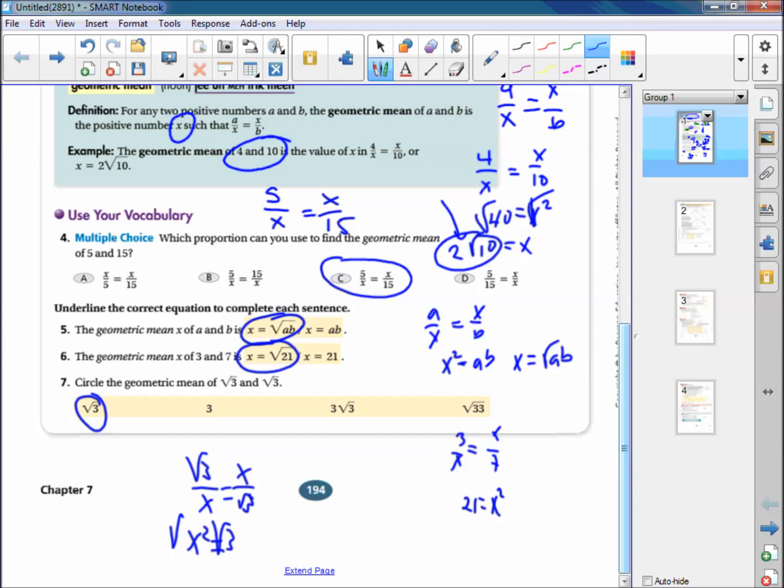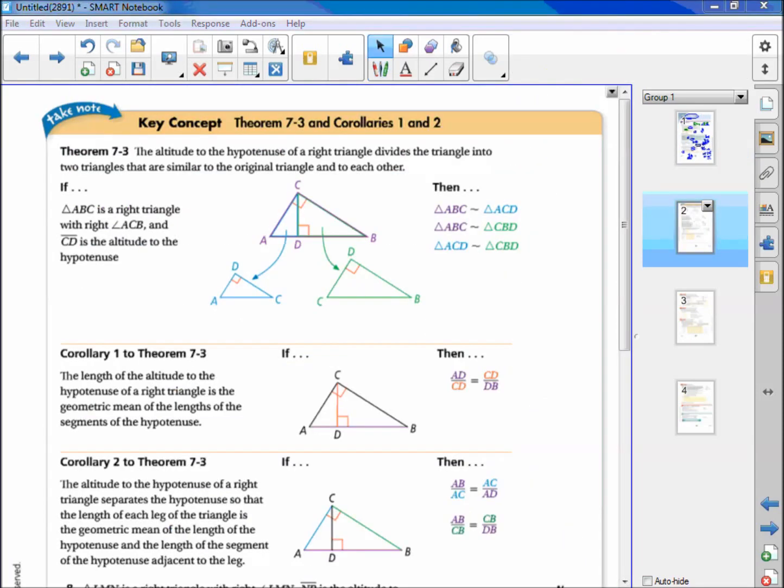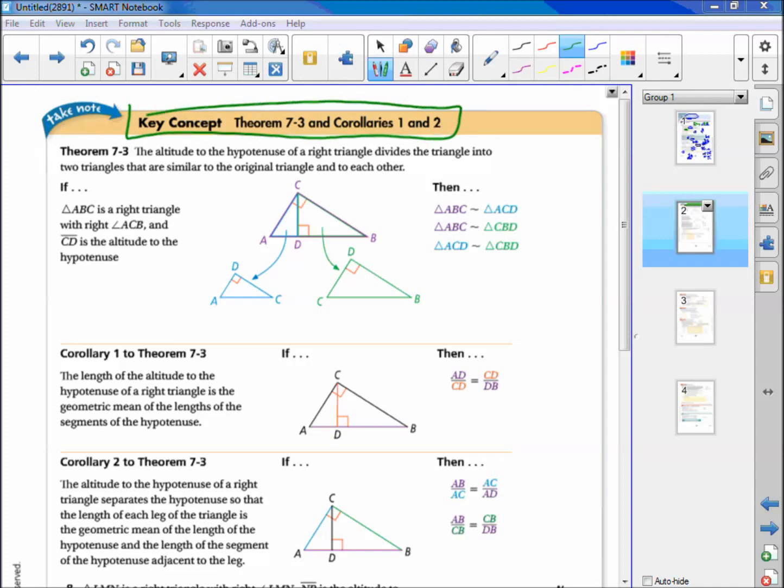All right? So the geometric mean of a number and itself is always the same number. Okay, so let's see if that works for us. So 10 over X equals X over 10. If we cross multiplied, we would get 100 equals X squared. Square root, we're right back to the same number. Okay? All right, let's flip it over and see what's on page 2. On page 2 here, we have some key concepts that are very important for this unit. So theorem 7.3 and then corollaries 1 and 2.